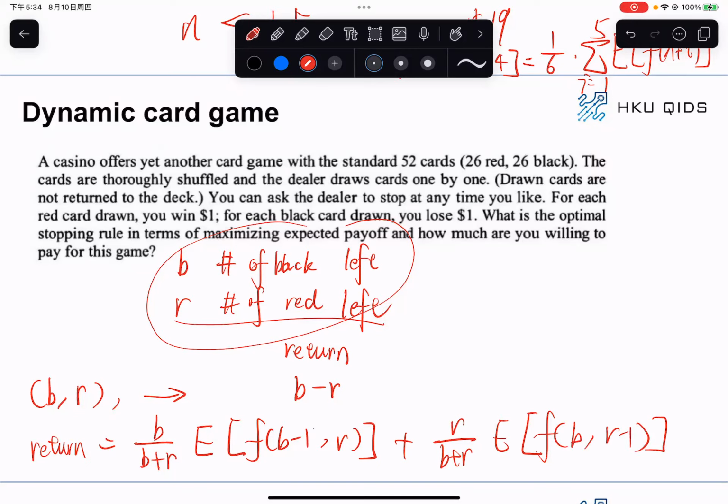And by doing that, we already know that F(0, R) is going to be 0, while F(B, 0) is going to be B, right? Oh, sorry, by (0, R), we are actually losing R.